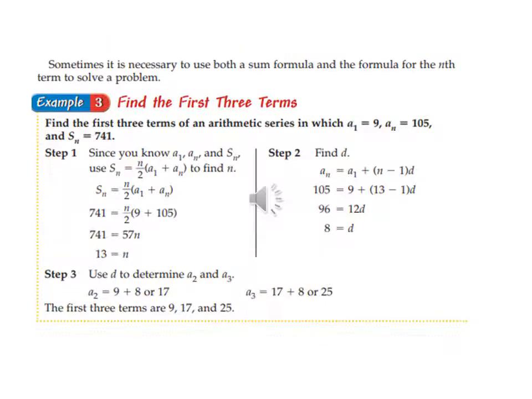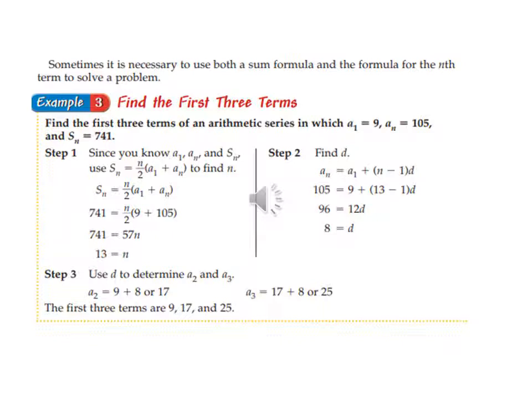Sometimes it's necessary to use both a sum formula and the formula for the nth term to solve the problem. Find the first three terms. This is a third example related also to the sum of the arithmetic series. Find the first three terms of an arithmetic series in which a1 equals 9, an equals 105, and Sn equals 741.